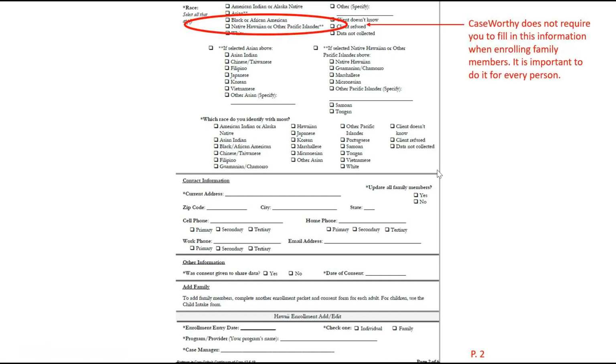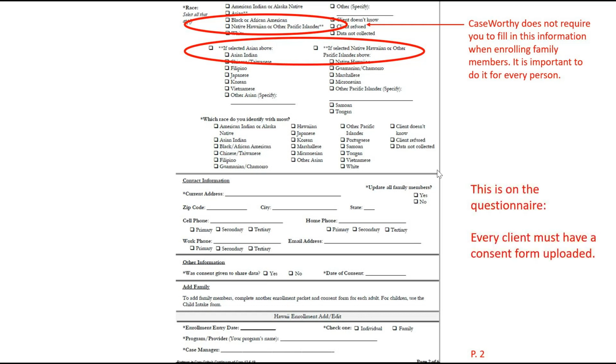Okay. Moving on to page 2, we have another example of the follow-up questions where there's a double asterisk. So if somebody says they're Native Hawaiian or other Pacific Islander, or if they're Asian, we want to know more specific information about that. Please gather this information for every person. CaseWorthy makes you enter it for heads of household. It does not make you enter it for spouses or children or grandparents, but please enter it anyway so that we have complete records for every client.